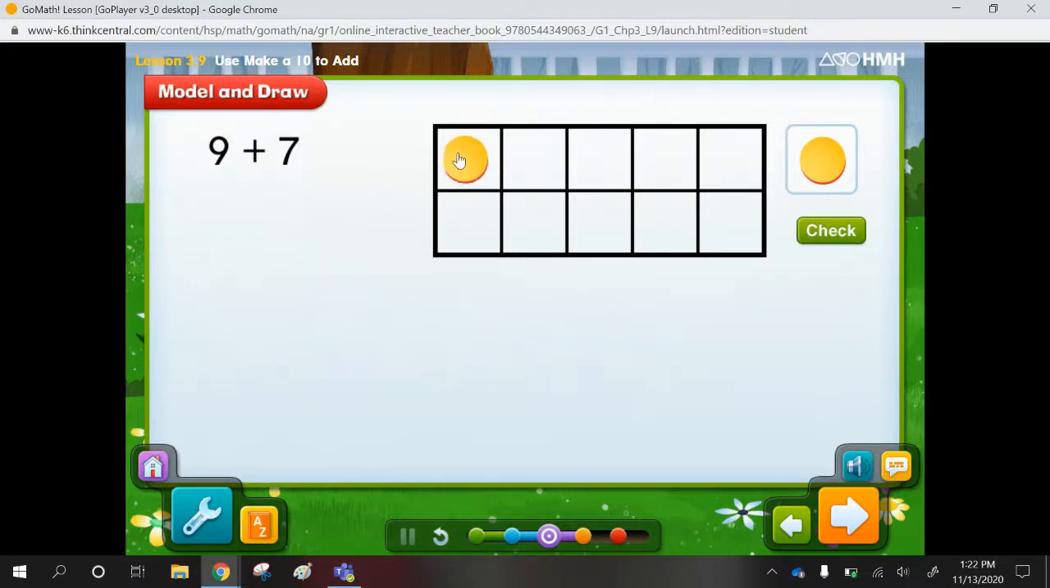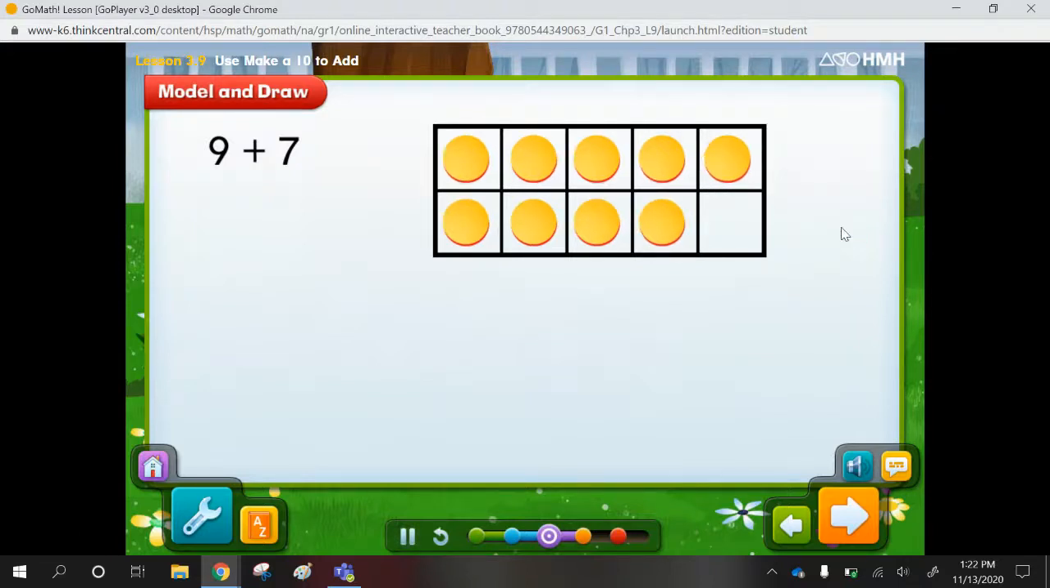Count with me. 1, 2, 3, 4, 5, 6, 7, 8, and 9. Great! The 10 frame shows the first add-in, 9.